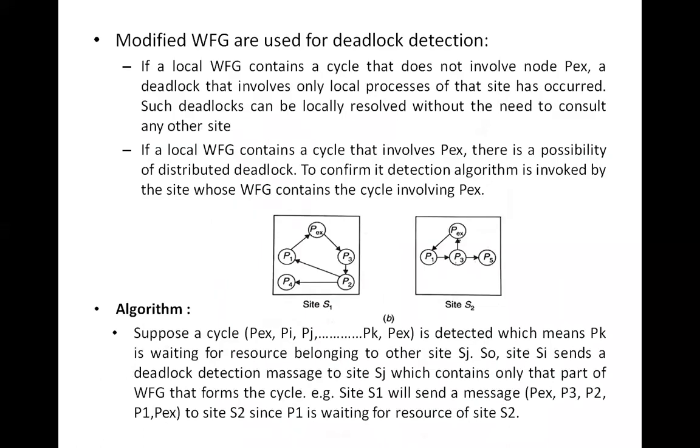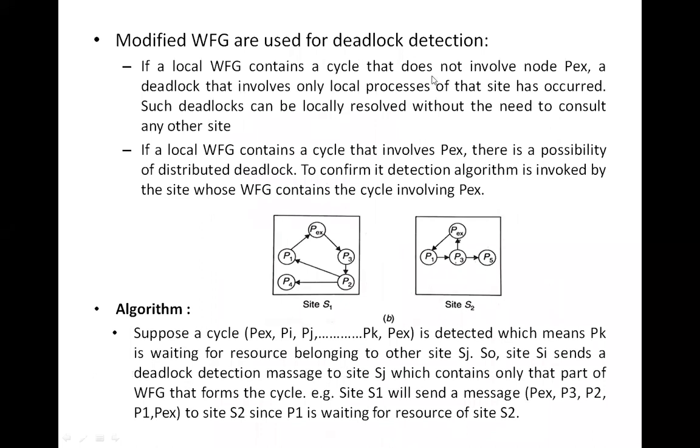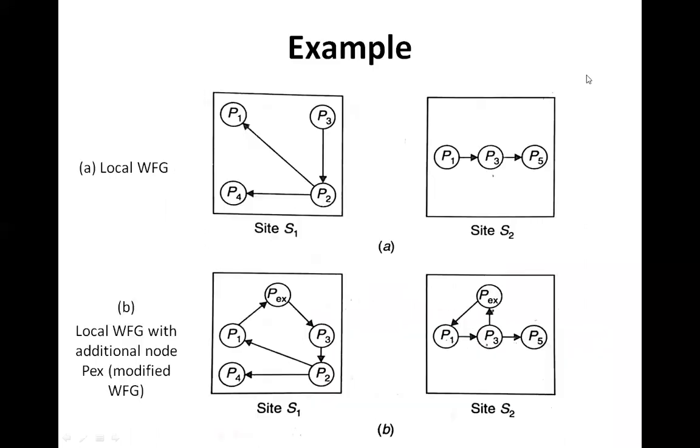Now, if the local WFG contains a cycle, the algorithm begins. The algorithm begins by explaining these points: if a local WFG contains a cycle that does not involve PEX. But in this case it is involving PEX, because this is framing a cycle, and PEX is involved. So this is not for that.